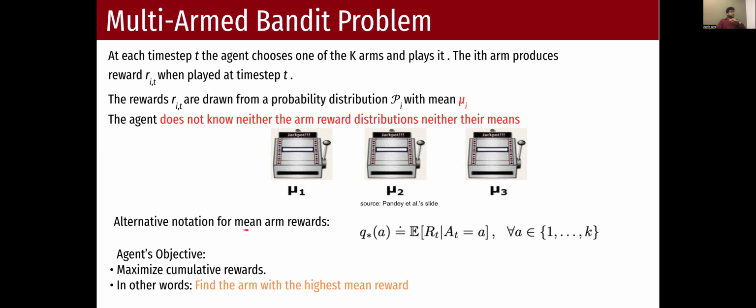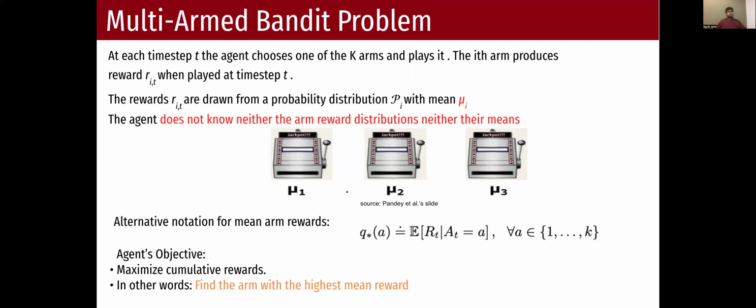The notation for the mean arm reward is q star, the optimal reward. This is the expected value, and the expectation means the mean of all rewards given the action. For each action we have a reward, and the expected value of the rewards is the mean value of all the rewards. So this is the notation: E for expectation, the mean value, of the reward r_t given the action a_t, where A is a set of k arms. Here you can see we have the k arms.